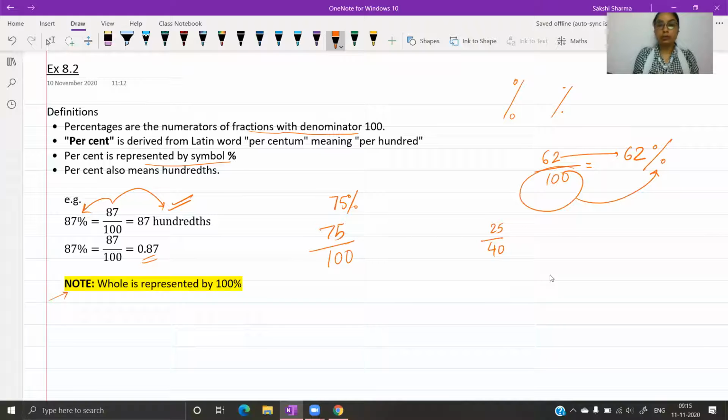Excuse me, ma'am. Yes. Ma'am, like 25 over 40, so ma'am, will we consider 40 as 100%? No, as such, yes, it is 100%, but this is not in percentage because its denominator is not 100 yet. We can convert it, conversion can be done. We can convert it to find out if the score was out of 100, then what would the child get. If the total marks were 100, what would the child's score be, we can find by converting. This is what we will be doing in the exercise.